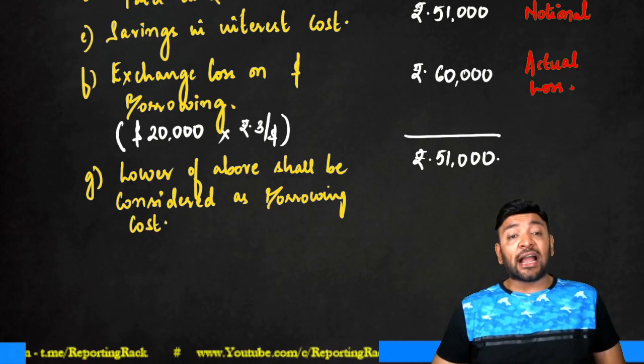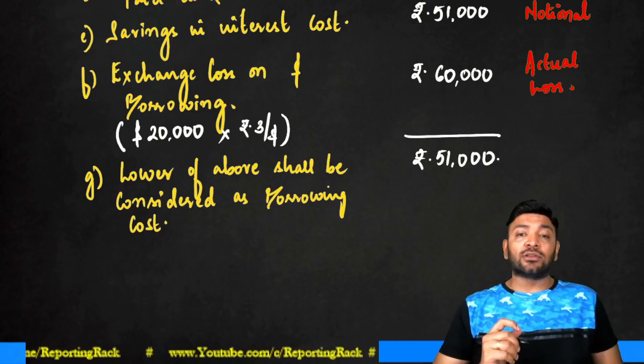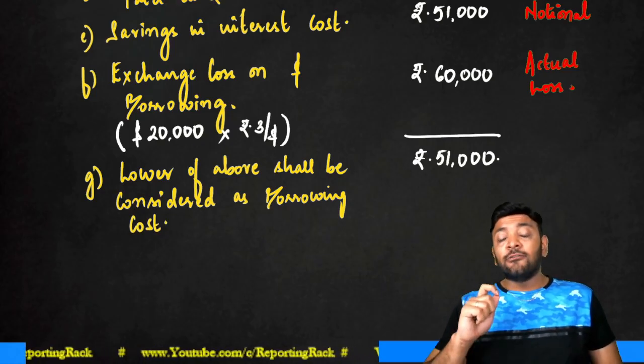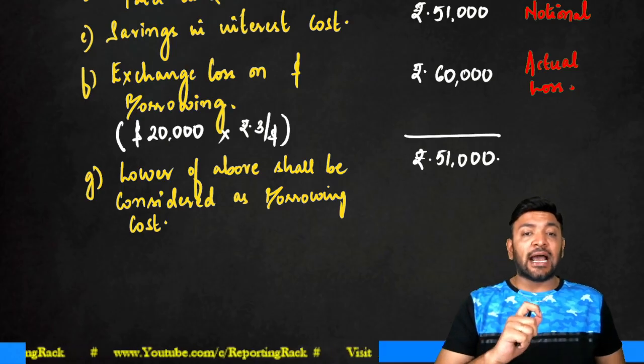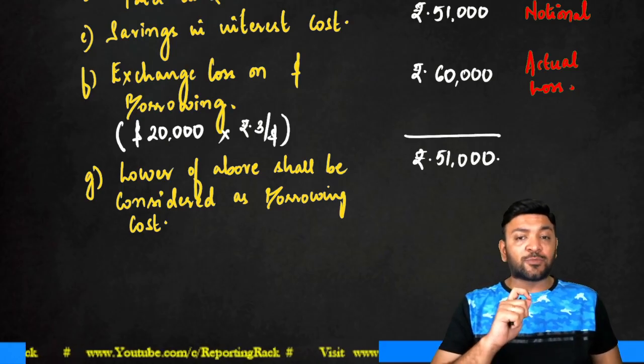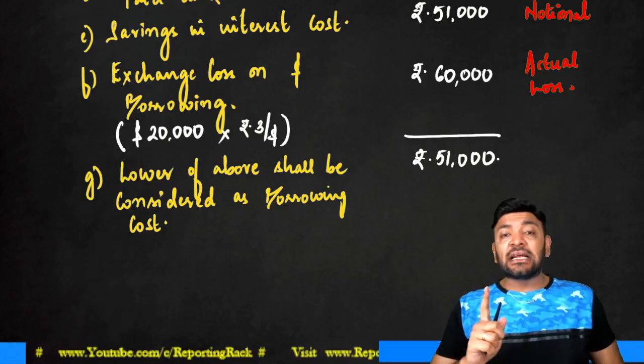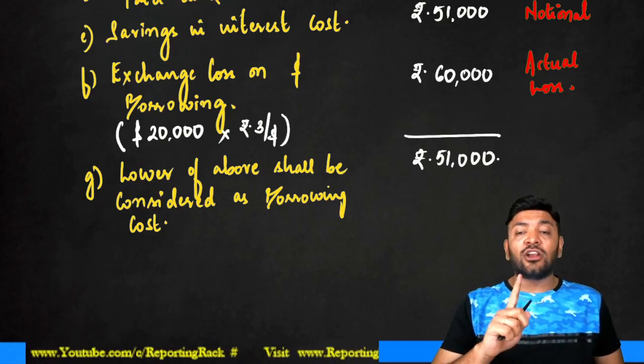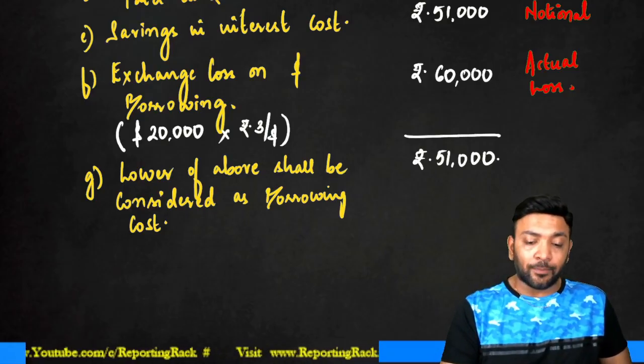What is the amount of actual exchange loss? 60,000. Out of 60,000, 51,000 is being considered as interest or borrowing cost as per IND AS 23. The balance 9,000 shall be considered as exchange loss as per IND AS 21.